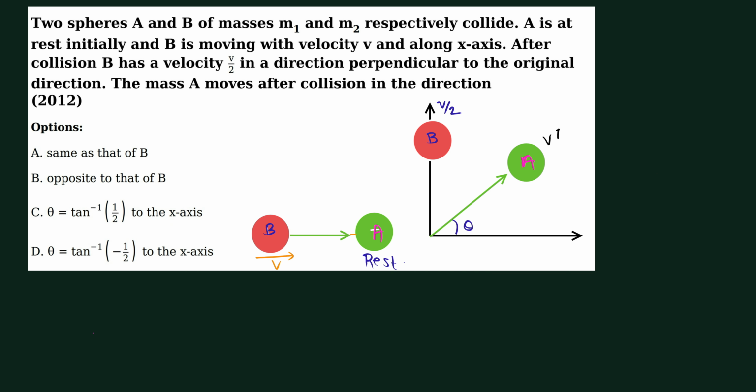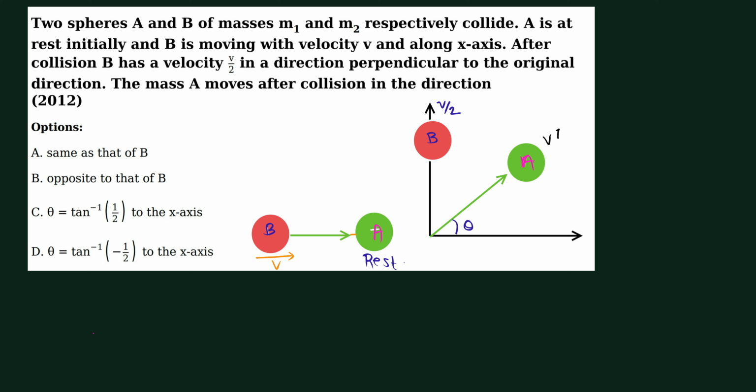Two spheres A and B of masses m1 and m2 respectively collide. A is at rest. All of you please see this diagram also. Initially A is at rest and B is moving with the velocity v along the x-axis. Already they have given the direction also. They move along the x-axis. After collision, what happens?